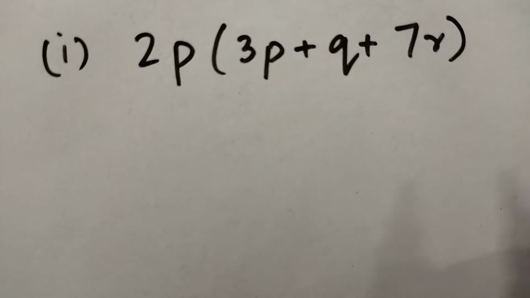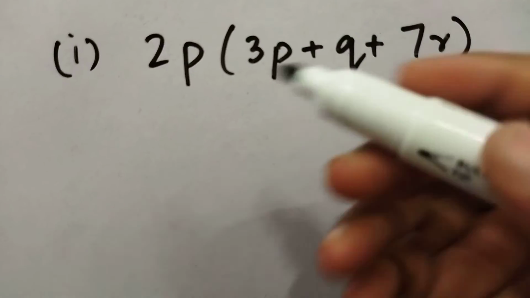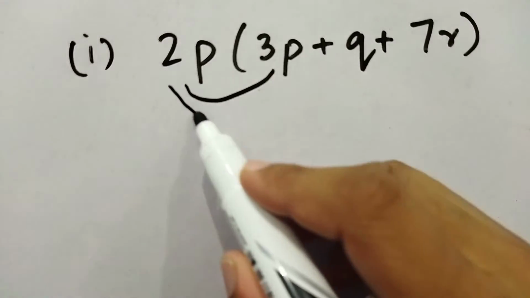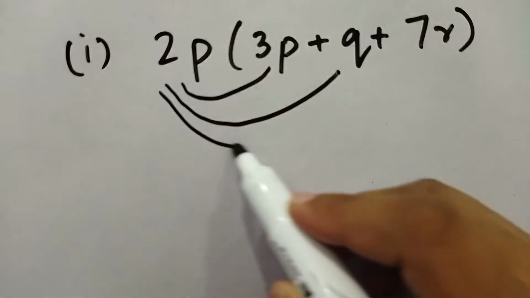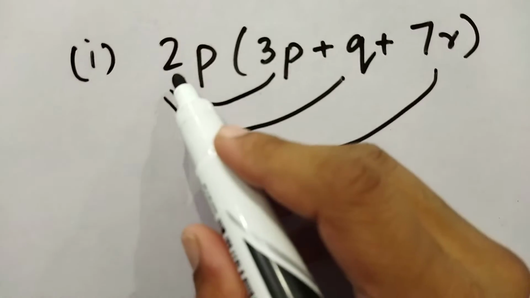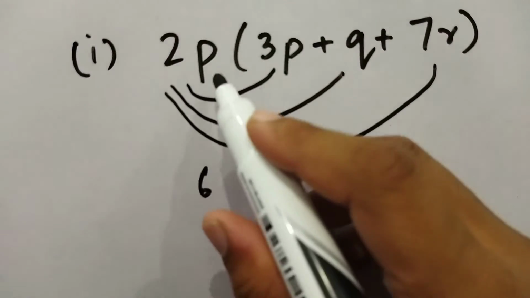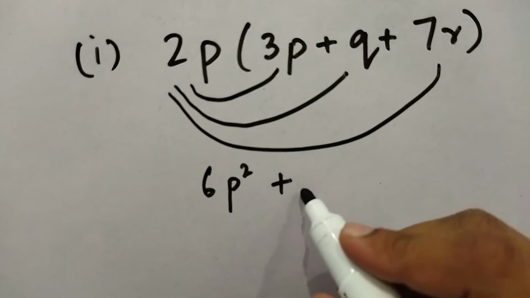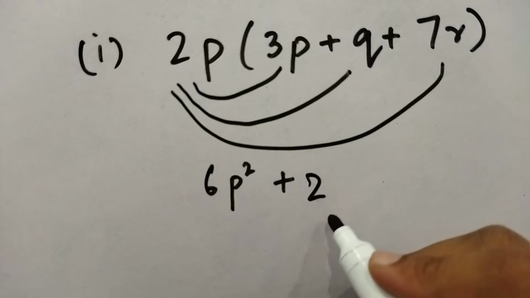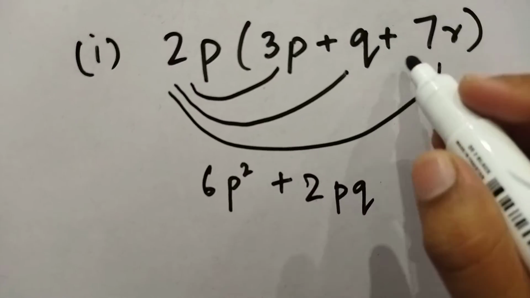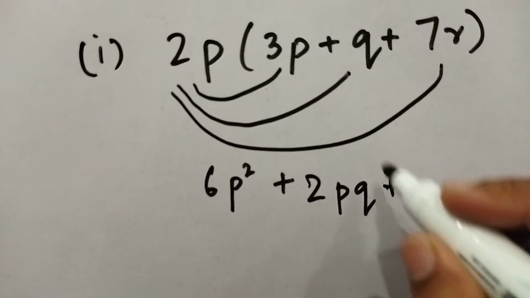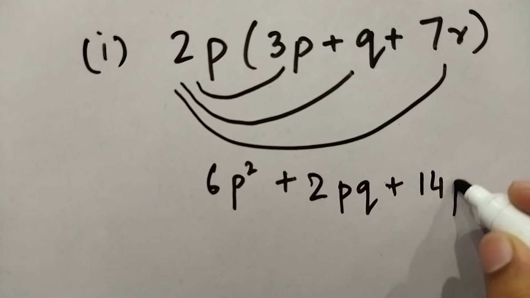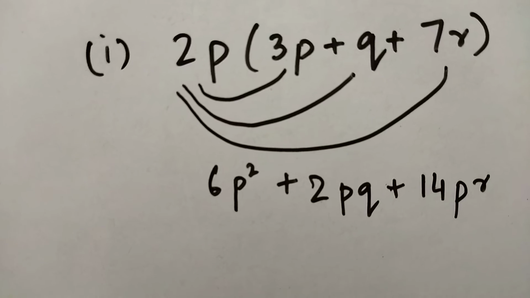Here we have 3 terms inside the bracket. So same goes with this one. We are going to deal one by one with each of the terms. We'll get 3 terms at the end. 2 into 3 is 6. P into P is P square. Plus 2 into 1, 2. P into Q, PQ. Again plus, so plus plus plus. 2 7s are 14. Then P into R is PR. This is the answer.